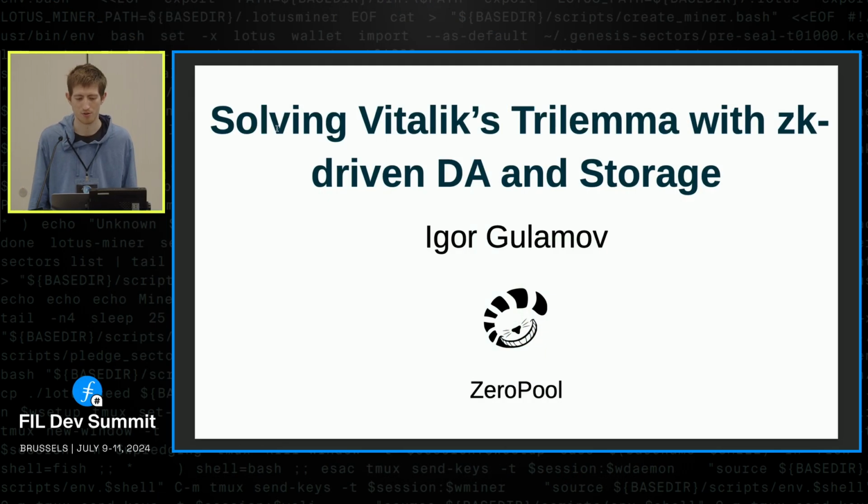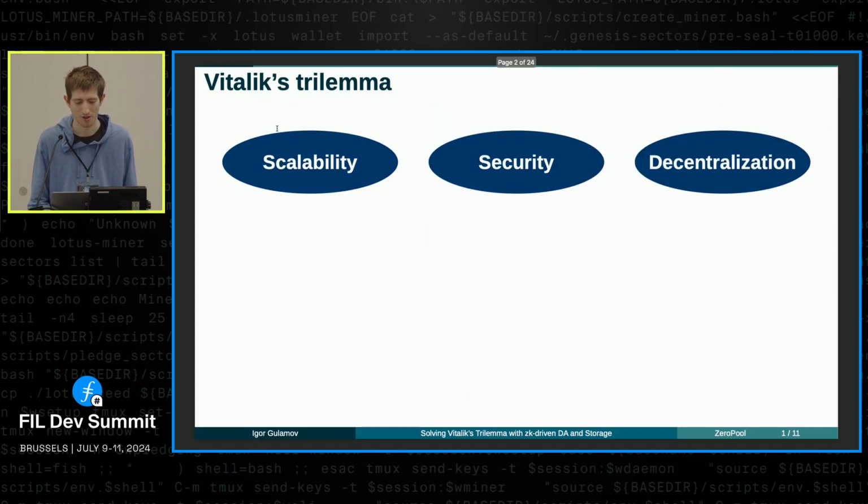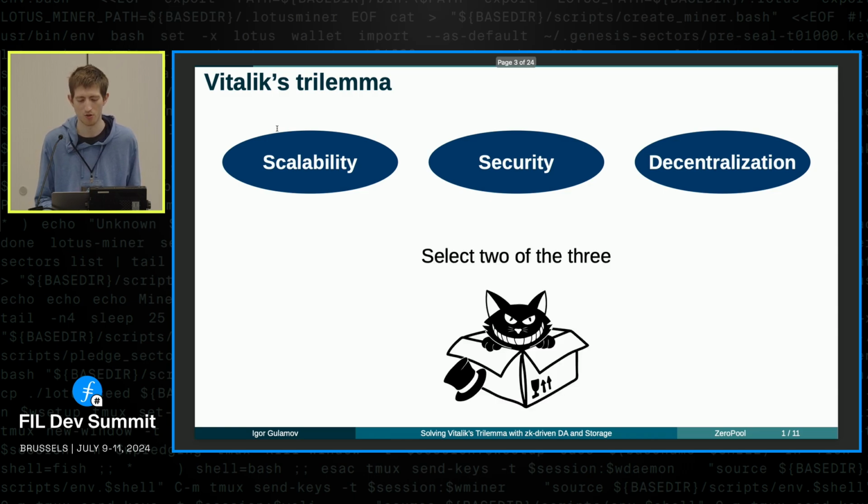Hi, so I am Igor from Zerapool, and I will tell about solving Vitalik's trilemma with zk-driven data availability and storage. Let's talk about Vitalik's trilemma. We have three properties of the blockchain: scalability, security, and decentralization. And the trilemma means that we can select only two of these three properties of a decentralized ledger system.